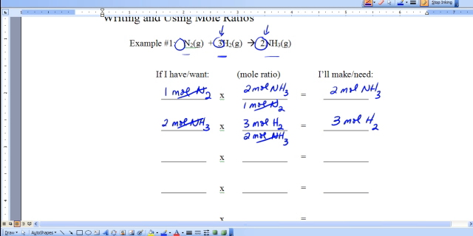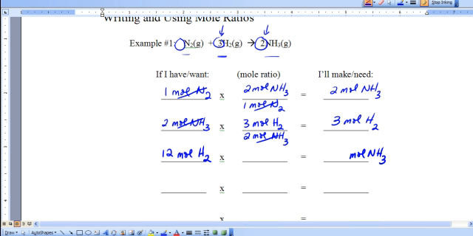Now, all of that's fine and good. We're just playing around with the numbers that are already in the balanced equation. But most of the time, you're not going to be working with exact numbers of moles that line up with whatever's already in the balanced equation. So let's go ahead and try another one. What if I have 12 moles of hydrogen gas? All right. The question is, how many moles of ammonia am I going to produce?